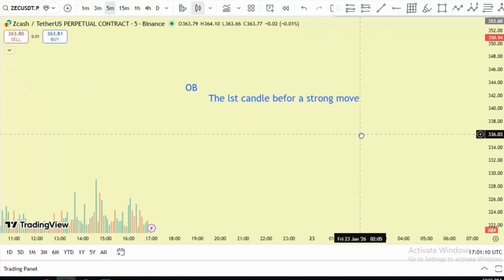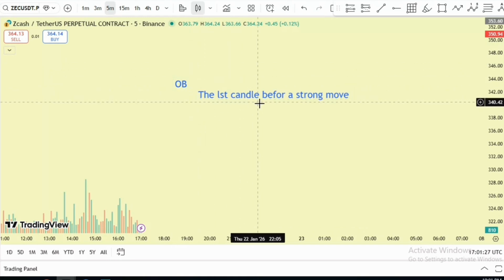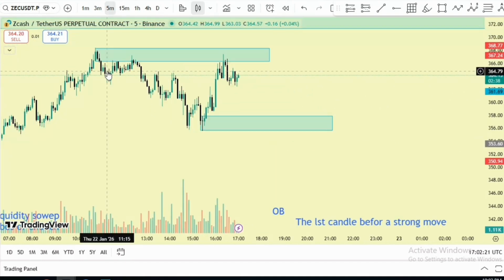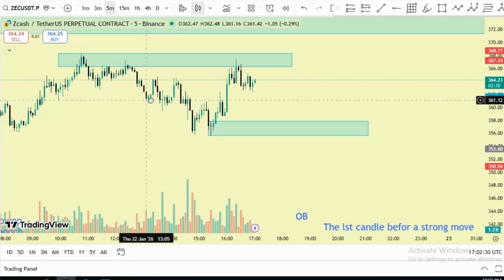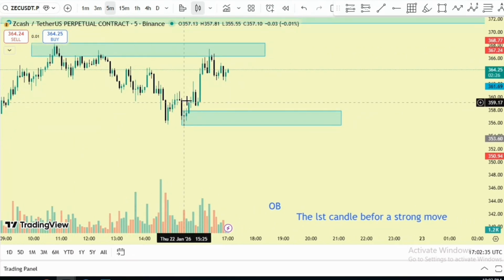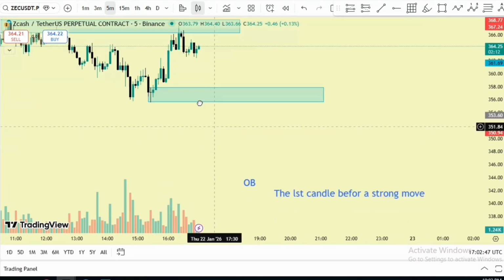First of all, we want to know what an order block is. An order block is the last candle before a strong move. For example, before this downtrend starts, we have this last green candle, and that candle is our order block. And after that, when this move starts, this last black candle was our order block and is our order block still. That is why I marked it here.